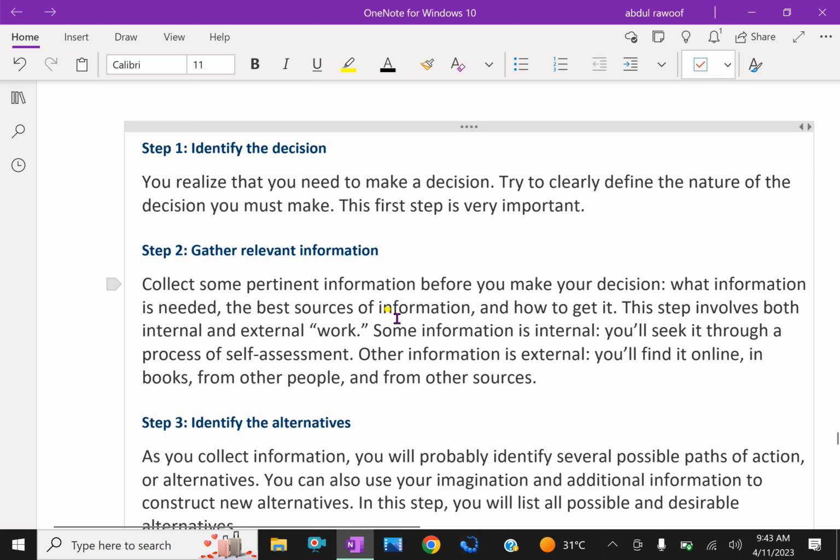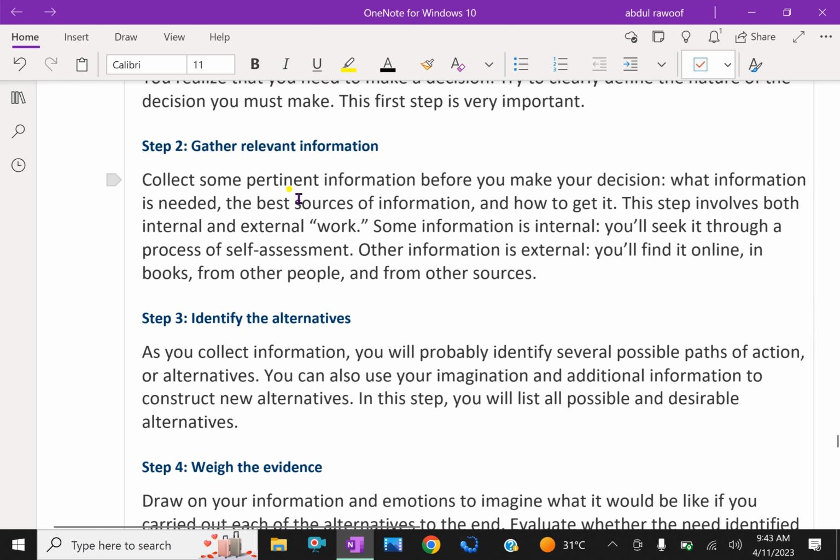The second one, collect some pertinent information before you make your decision. What information is needed, the best source of information, and how to get it. This step involves both internal and external work. Some information is internal; you will seek it through a process of self-assessment. Other information is external; you will find it online, in books, from other people and from other sources.